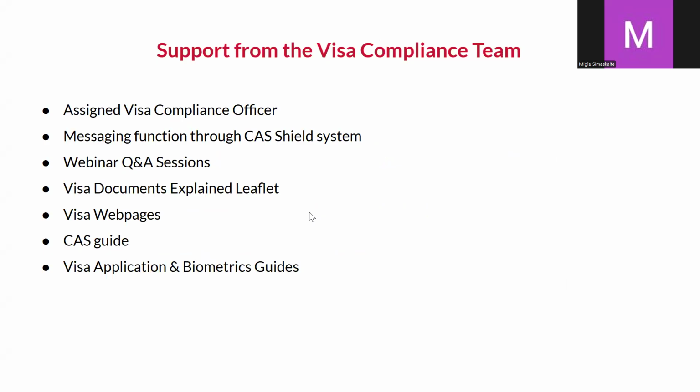Now, you will also have an assigned visa compliance officer who will support you throughout your entire visa and CAS process. So you can contact us and your visa compliance officer with any questions or concerns that you have, either via email or the CAS Shield messaging function. And if anything is pending, please note that your visa compliance officer will also contact you either via email or your CAS messaging function. So please ensure you keep an eye on your inbox throughout the CAS and the visa process. We will also be organizing webinars and Q&A sessions that you're welcome to join to get more information on the process.